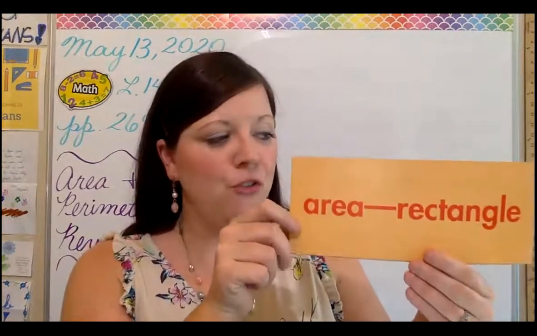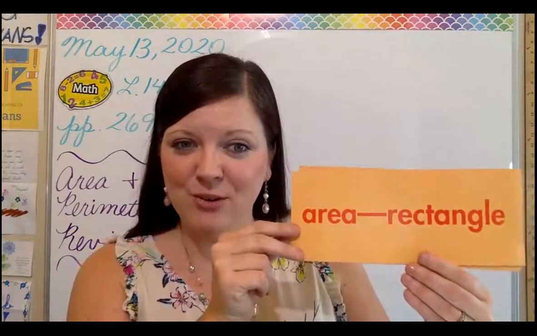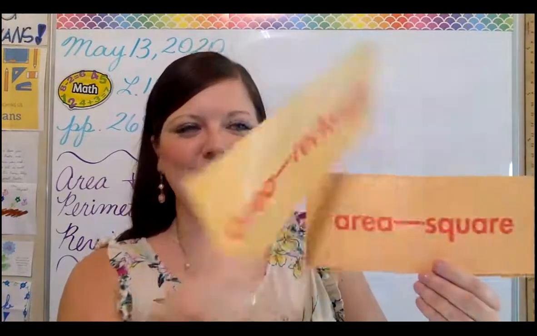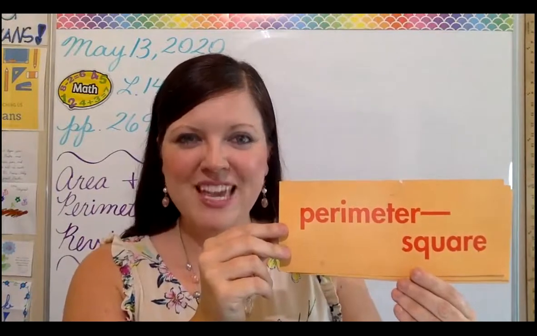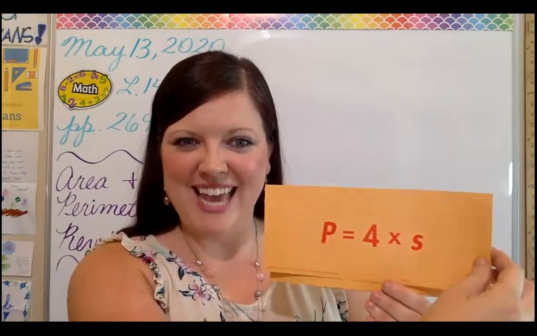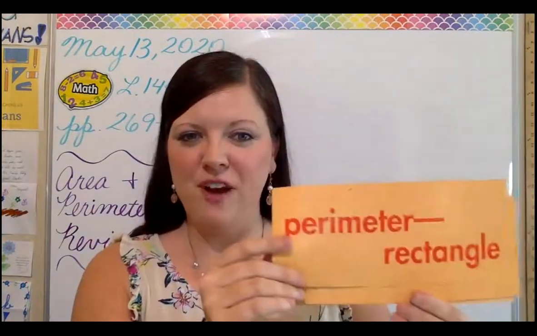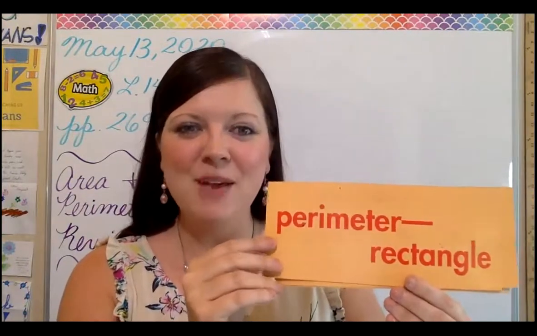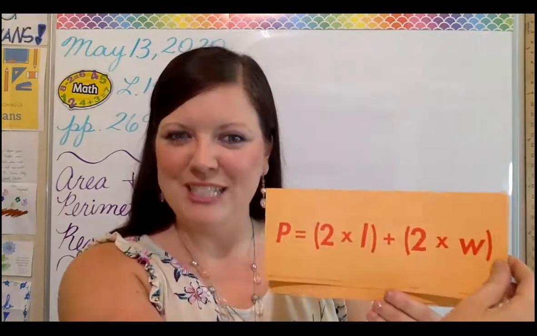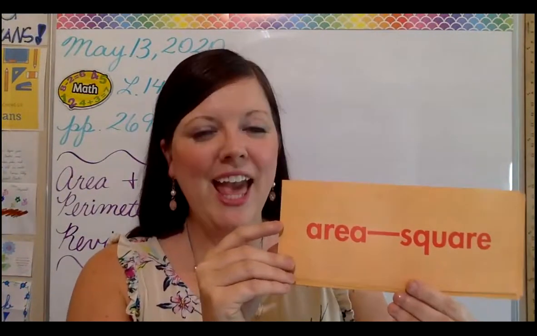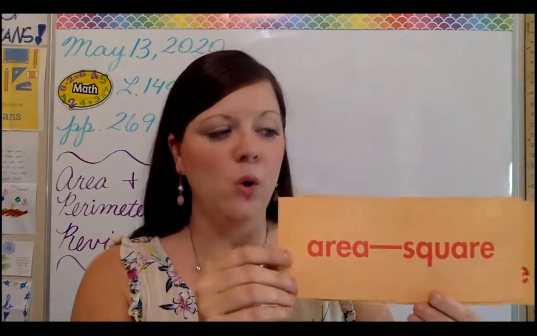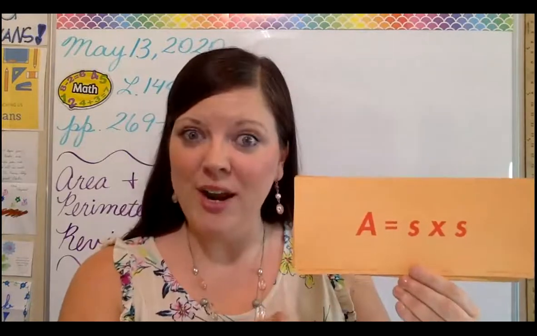What is the formula for finding the area of a rectangle? Area equals length times width. What is the formula for finding the perimeter of a square? P equals 4 times S. What is the formula for finding the perimeter of a rectangle? P equals 2 times L plus 2 times W. What is the formula for finding the area of a square? Area equals side times side. Or we could say area equals S times S, or A equals S squared.